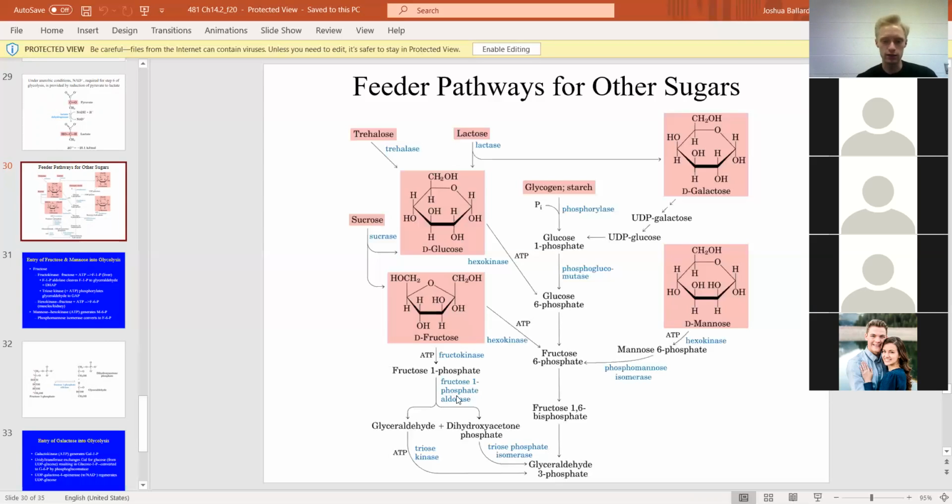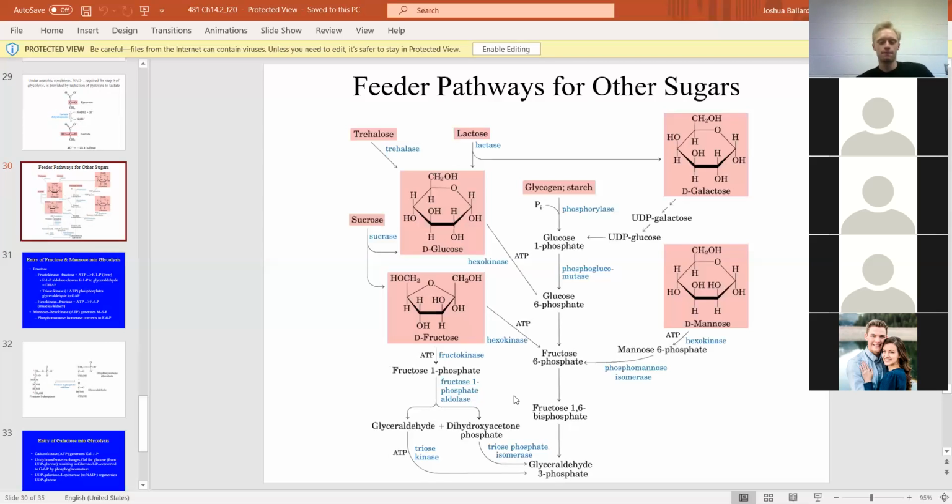And then aldolase, I'll use the keyword aldolase, we know it cuts it in half into glyceraldehyde and dihydroxyacetone phosphate. We know that from glycolysis, triose phosphate isomerase just converts dihydroxyacetone phosphate to glyceraldehyde 3-phosphate. And then for glyceraldehyde, fortunately, we just need to add a phosphate onto it to form glyceraldehyde 3-phosphate.